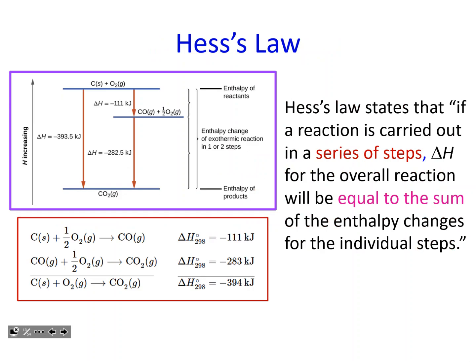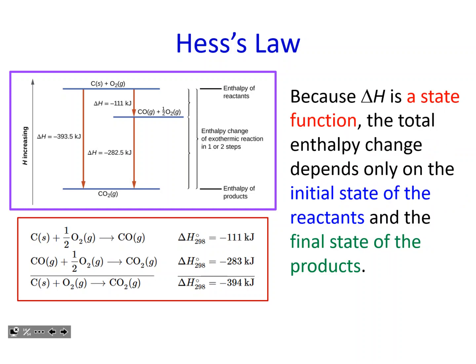So, Hess's law states that if a reaction is carried out in a series of steps, the delta H of the overall reaction will be equal to the sum of the enthalpy changes for the individual steps. Because delta H is a state function, the total enthalpy change depends only on the initial state of the reactants and the final state of the products. So the in-between, one step or two steps or three steps, that's like pathway stuff. We can do it whichever way we want to, and we will still be able to get delta H.